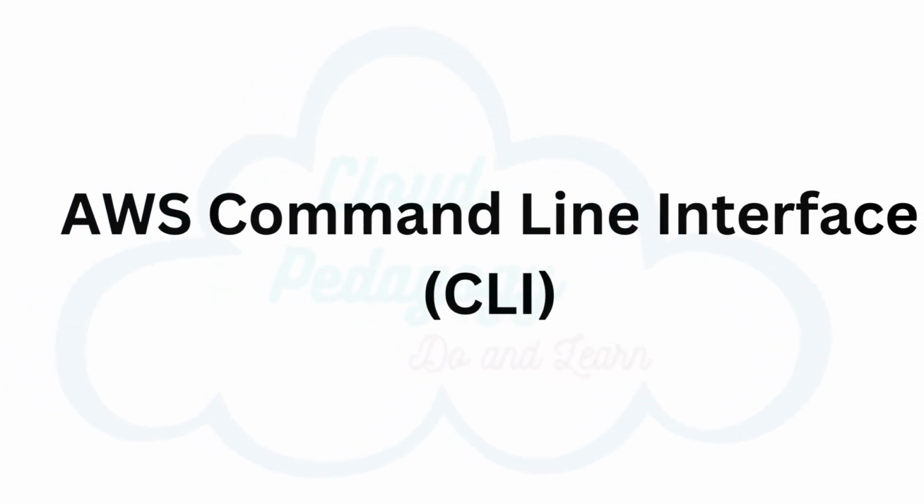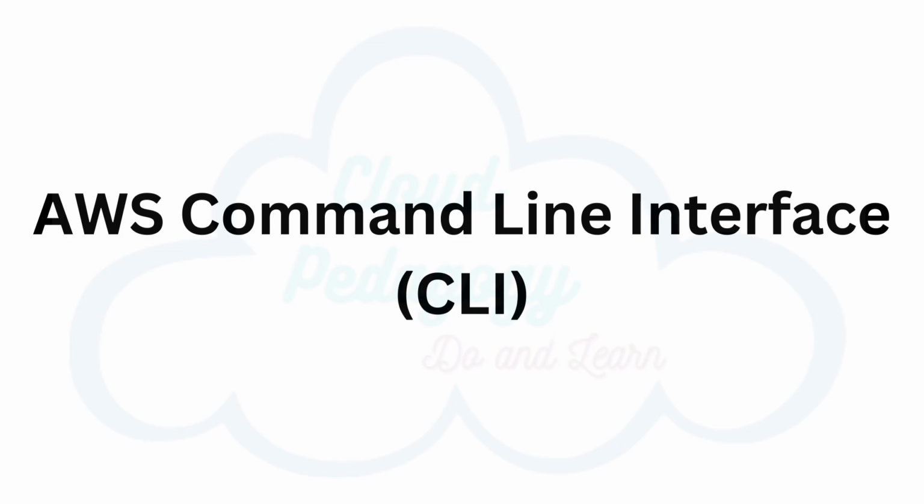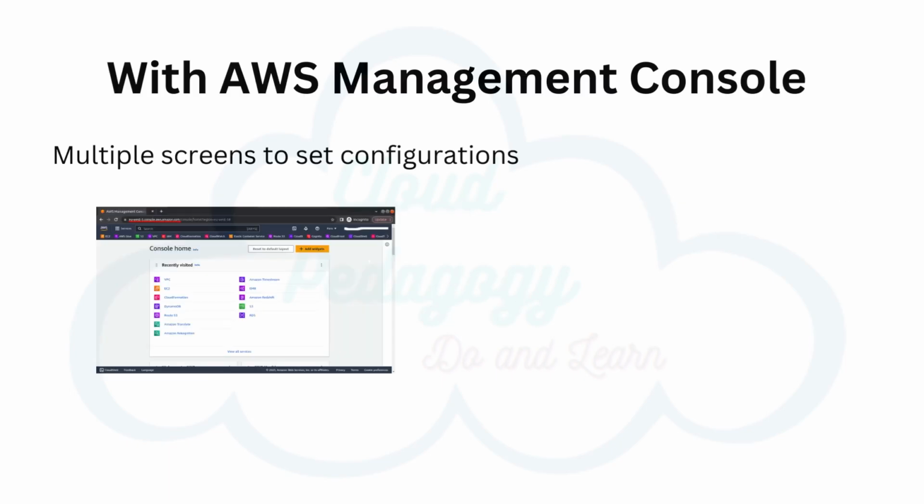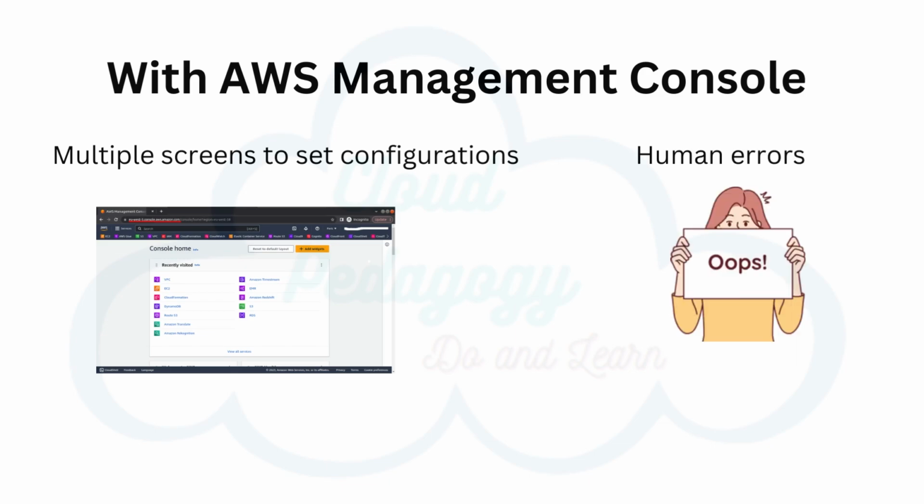The next one is AWS Command Line Interface. After you work with the console for a while, you may want to move away from the manual creation of resources. For example, in the console, you have to go through multiple screens to set configurations to create a virtual machine. I would need to go through that process all over again. While this is helpful, it also leaves room for human error. I might miss a checkbox or misspell something or even skip important settings by accident.